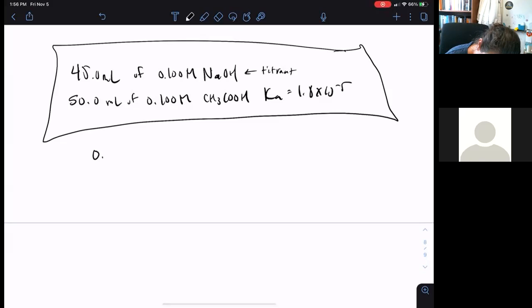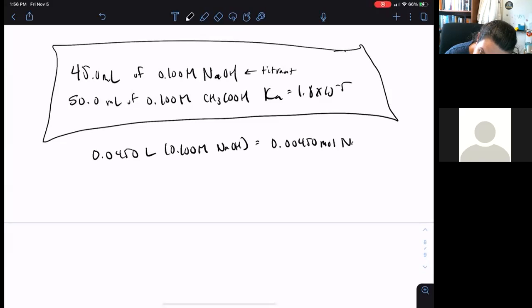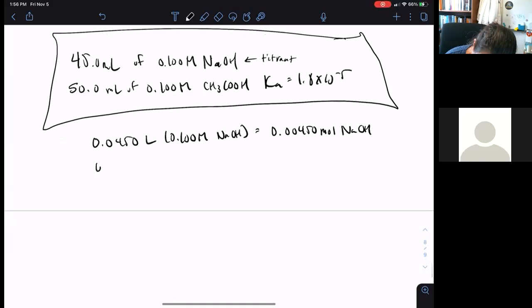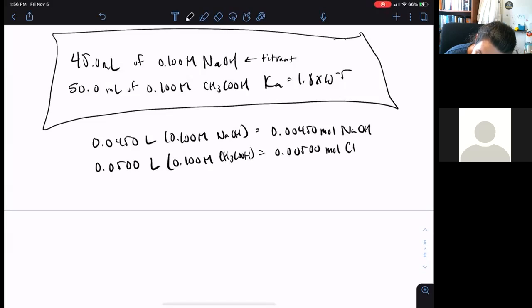So we've got 0.0450 liters times 0.100 molar NaOH. And this would give us 0.00450 moles of NaOH. And then 0.0500 liters, 0.100 molar CH3COOH, giving us 0.00500 moles of CH3COOH.